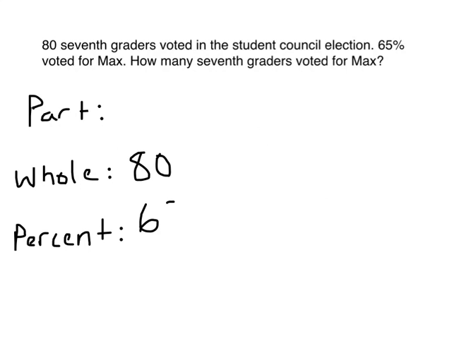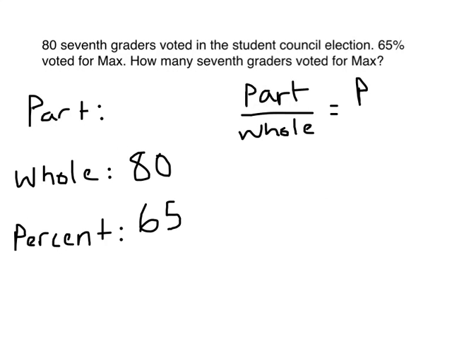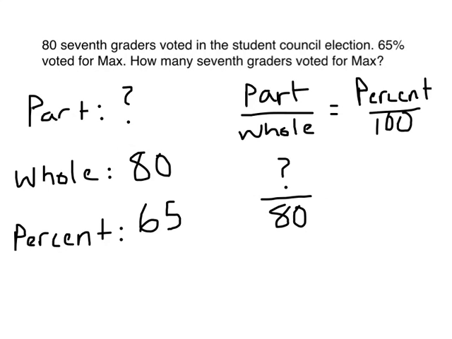What does 65 represent in this problem? 65 is the percent. So I can set up my proportion by saying part over whole equals percent over 100, and I can fill in what I know. The part is what I'm solving for. I can leave it as a question mark. So the part over 80 equals 65 over 100.